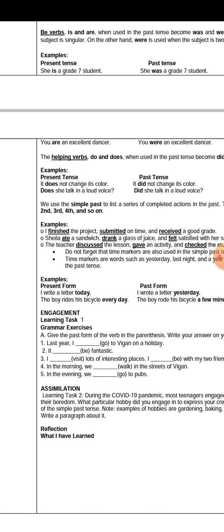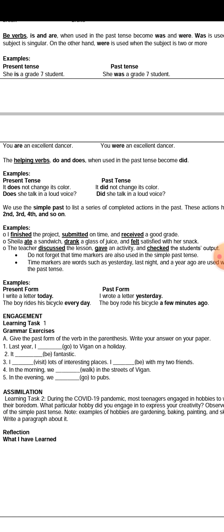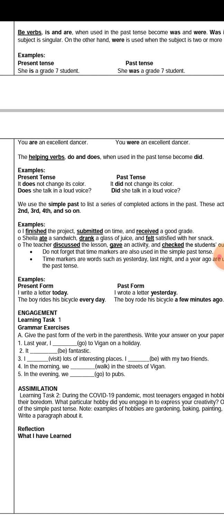Alright, so let's move on to the engagement part. So you will be making, number 1, letter A, give the past form of the verb in the parentheses. That's learning task 1. Write your answer on your paper. Number 1, last year, take to, this would be a bonus 1. Ibobonus ko na lang to. Last year, ibig sabihin, matapos na yon.